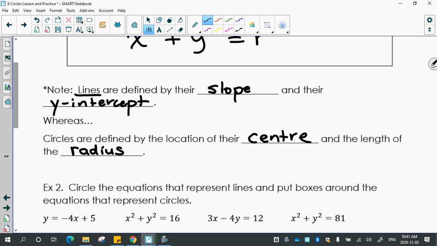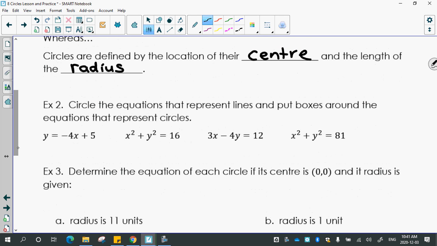Okay? All right, example 2: circle the equations that represent lines and put boxes around the equations that represent circles. I know that's backwards, but that's what we're doing. So if it's a line, circle it, and put a box around it if it's a circle. So see what you think, and see if you can tell the difference. So we're trying to see what's different about the equation of a line versus the equation of a circle.